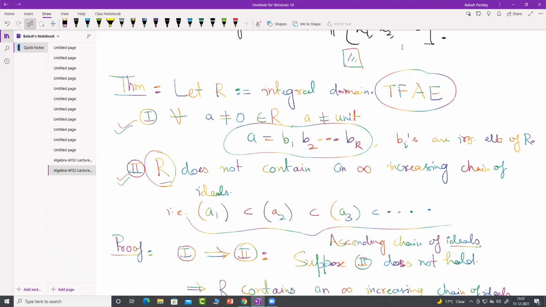The first statement is saying that if there is a non-zero non-unit, then only are we asking. So it is vacuously true.